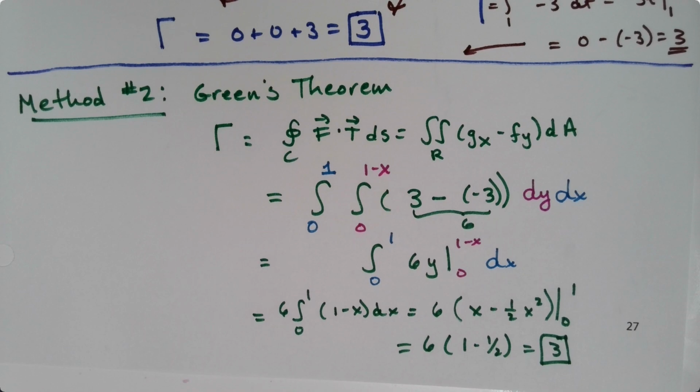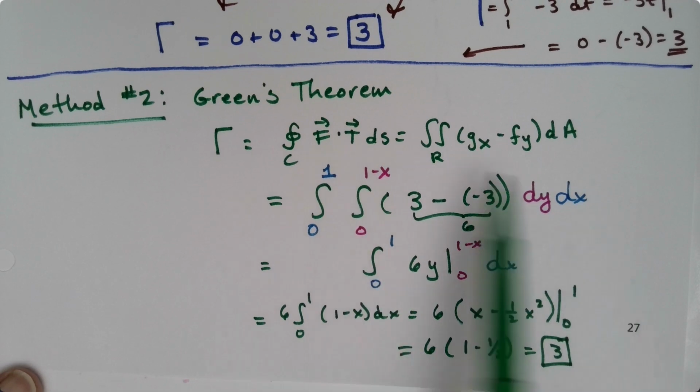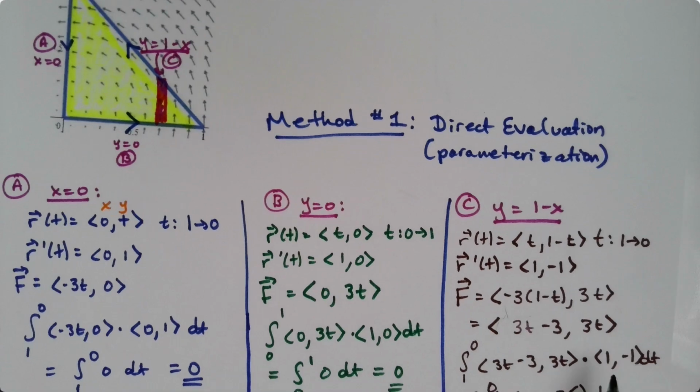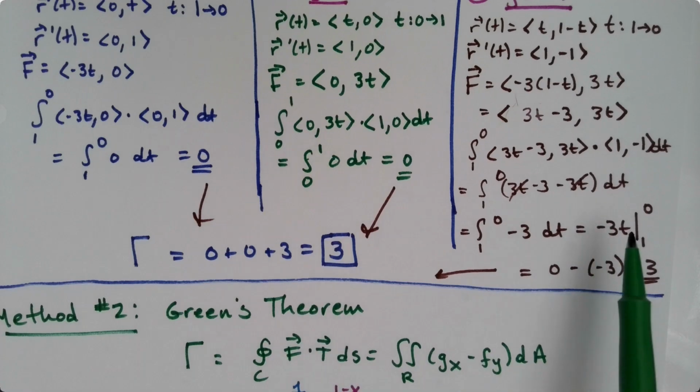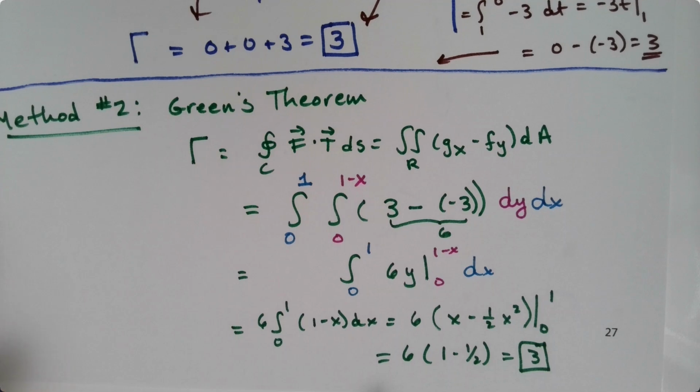Same answer, but a different method. And it's a much easier method, right? This was much simpler to set up as a double integral and just do this, rather than finding 3 different parameterized functions, integrating all 3 separate functions and then adding them up. So hooray for Green's theorem. If we have a closed circuit, Green's theorem is great to use.